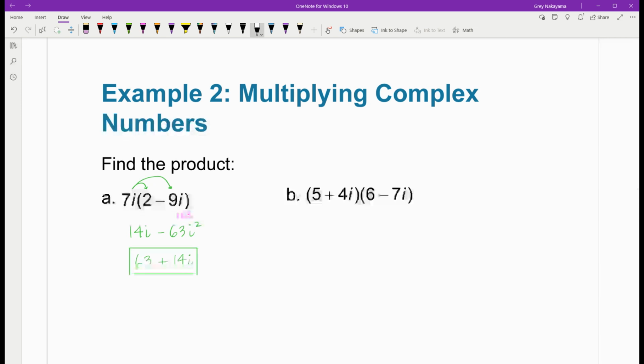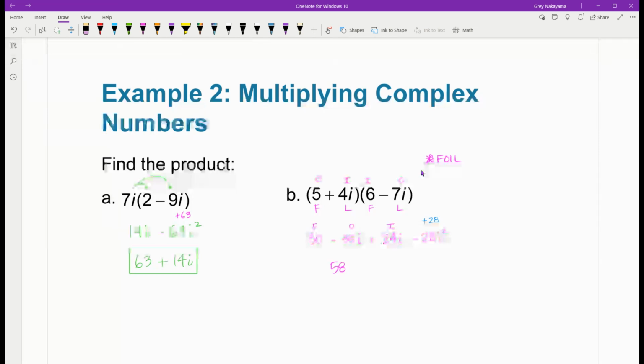All right, look at this next one. This is two binomials, and with two binomials, you want to think about, again, how you did with binomials, and we're going to FOIL. So my first terms multiplied together are going to give me 30. My outside terms are going to give me minus 35i. My inside terms are going to give me 24i. And my last terms are going to give me -28i squared. i squared is equal to -1, so -28i squared is really plus 28. So when I combine my like terms, I've got 30 plus 28, which is 58.